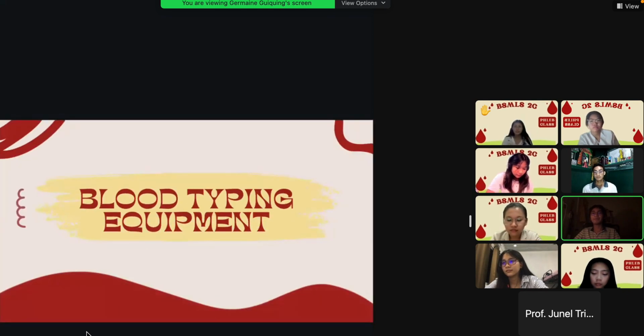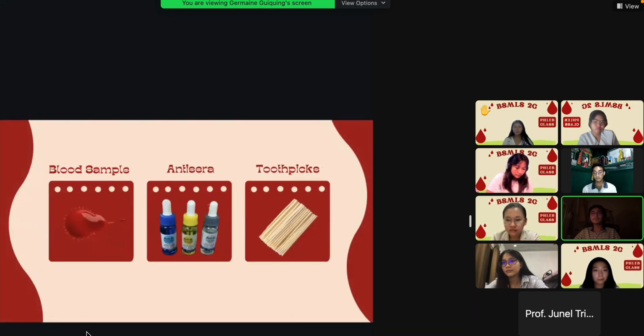Ayan, blood typing equipment. Next slide. So first, of course, kailangan natin ng blood sample natin because yun yung ating tinetest. Next is anti-sera. Guys, para maalala natin, alalahanin natin na A stands for azul. So kung anong color blue, siya ang anti-A natin. And next is B stands for banana. And anong color ng banana? Is color yellow. So ang color yellow is ang anti-B. And obviously, kung ano natira is the anti-D and clear yung color niya.